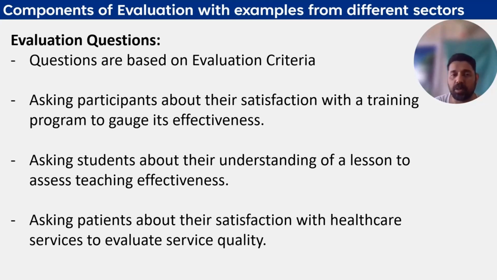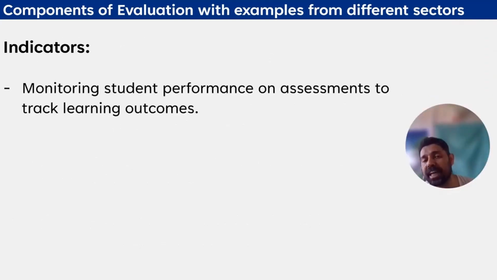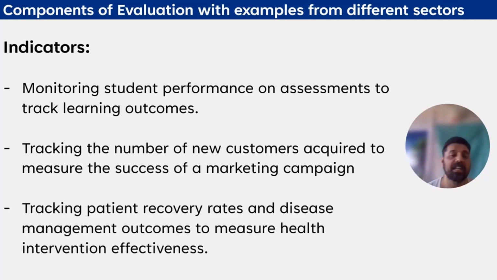We will discuss these questions in the evaluation framework in the next slides. Another component of evaluation is indicator: monitoring student performance on assessments to track learning outcomes, or tracking the number of new customers acquired to measure the success of a marketing campaign. Tracking patients' recovery rates and disease management outcomes to measure health intervention effectiveness. These are some types of indicators. So this is also one of the key components of evaluation.